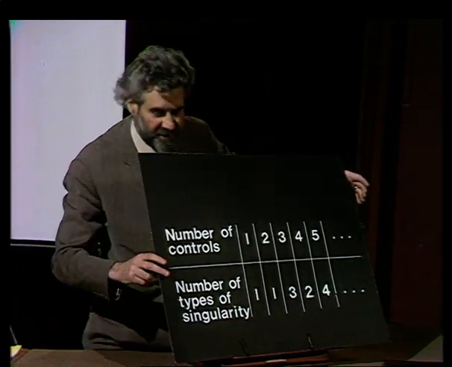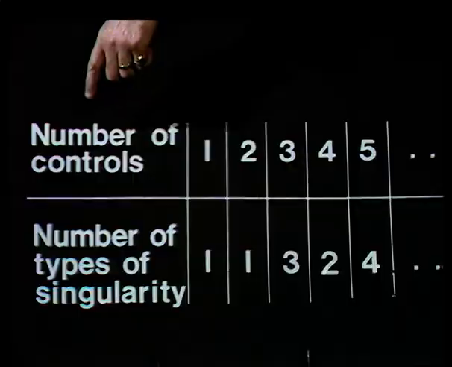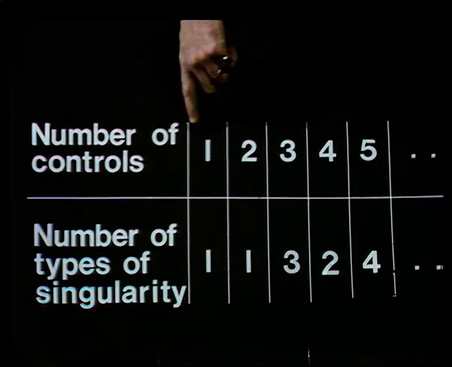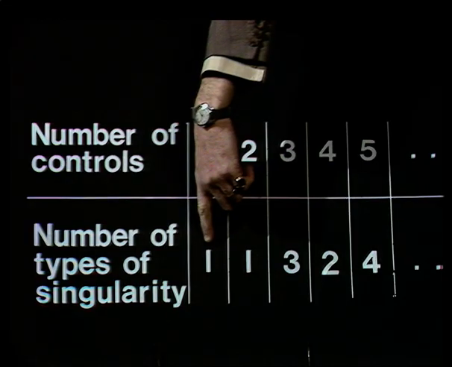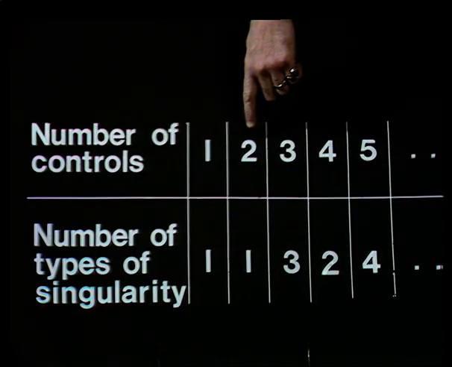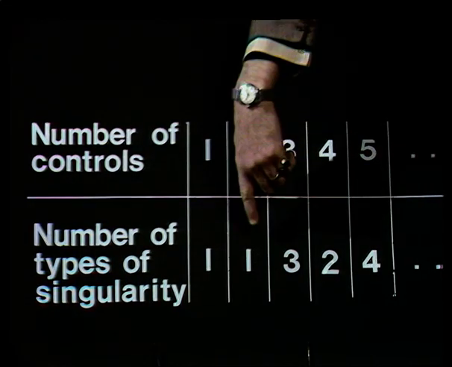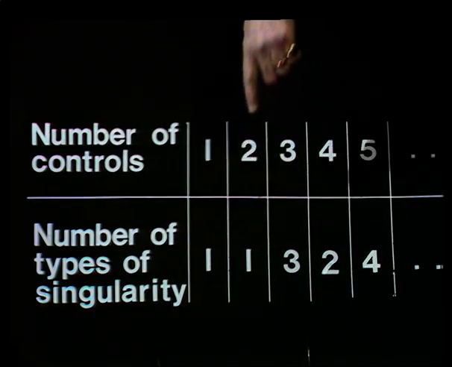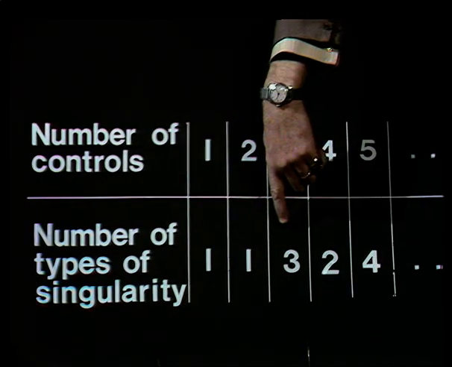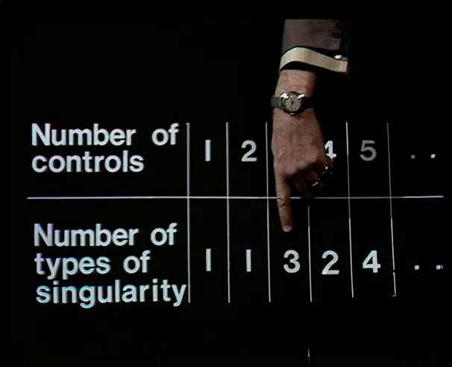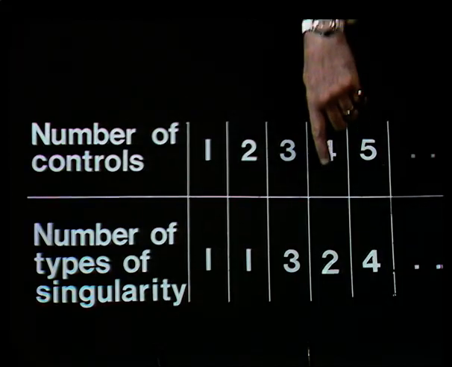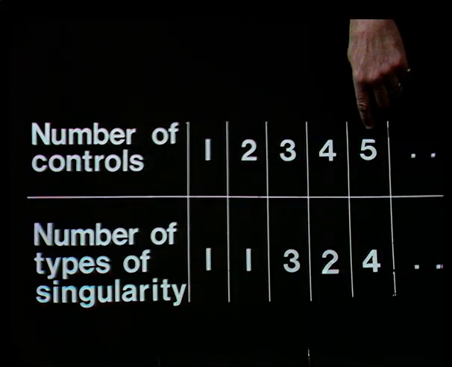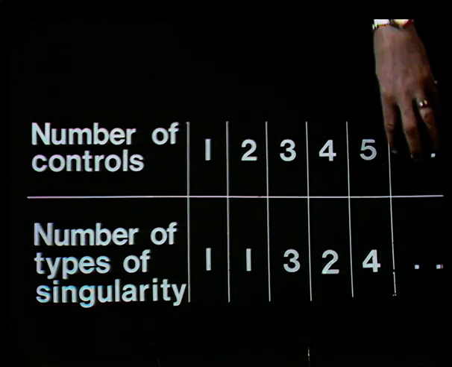The question he asks is, if you start with one control, then you only have one type of singularity, namely the fold. If you have 2 controls, then a new one appears, the cusp. If you have 3 controls, then 3 new ones appear, and those are the ones we've just looked at, the swallowtail and the hyperbolic and the elliptic umbilic. If you have 4 controls, 2 new ones appear, 5 controls, 4 new ones appear, and so on.